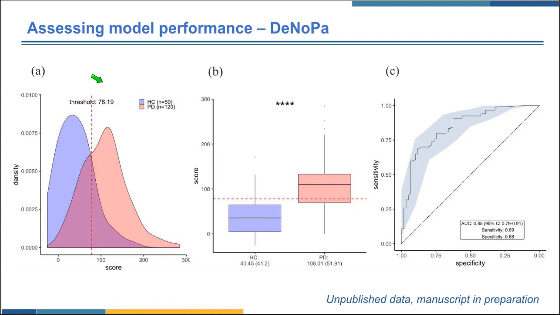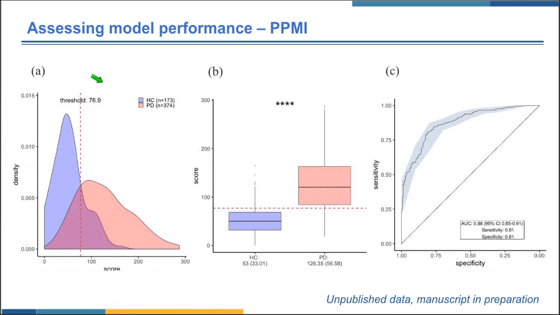The take-home message for this model is that for DeNoPa subjects, this AUC can separate PD patients and healthy controls with around 85% accuracy. And the next slide is for PPMI subjects. You can see here the AUC is 0.88, around the same level of performance and even better than in DeNoPa. We can also see the distinction of the score density between healthy people and PD patients. In the box plot it looks even clearer: most of the PD patients have scores higher than most of the healthy controls.